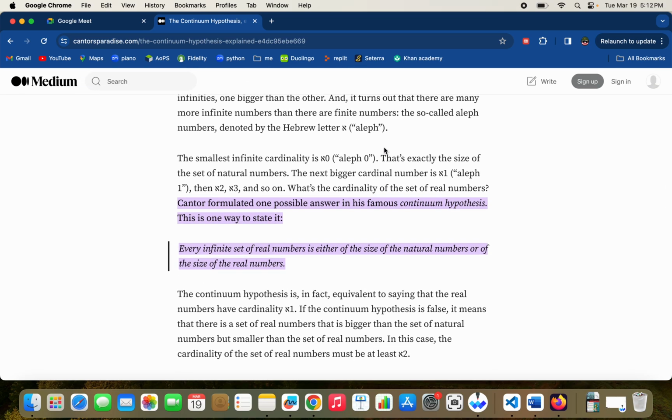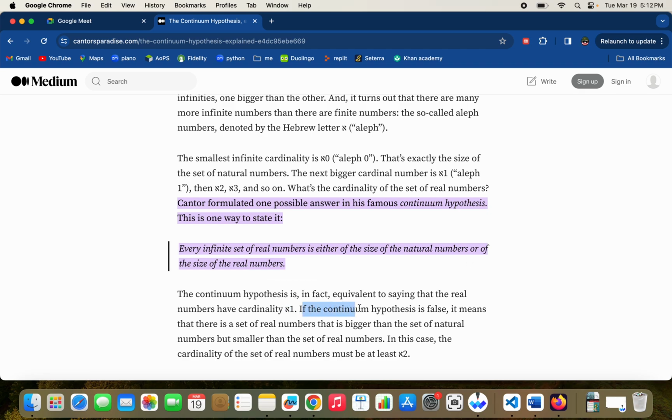So let's just read what this thing has to say. I actually don't know this. The next biggest cardinal number is Aleph 1, Aleph 2, Aleph 3. What's the cardinality of the set of the real numbers? One possible answer to this is the famous continuum hypothesis, which is what I just said. Every infinite set of real numbers is equal to the size of the natural numbers or the size of the real numbers. And the continuum hypothesis is equivalent to saying that the real numbers have cardinality Aleph 1.